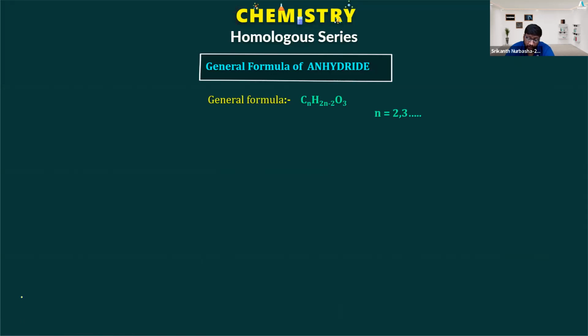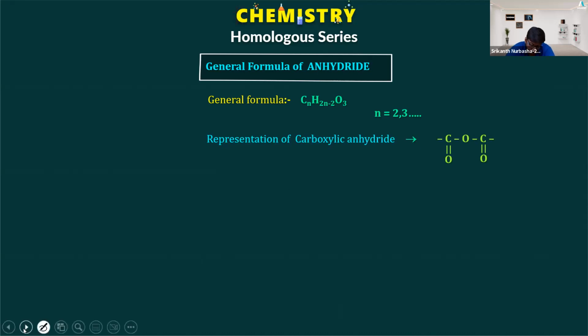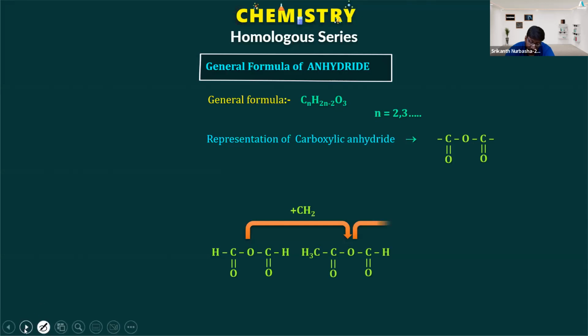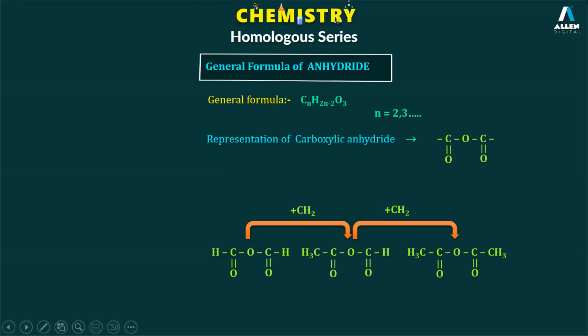Anhydrides, general formula CnH2n-2O3. So general representation will be C=O, C=O, H-C=O, C=H. Again, if you try to add CH2, CH3-C=O, C=H. Again, if you try to add CH2, you will get CH3-C=O, C=CH3. So different anhydrides and their homologues have been written here.